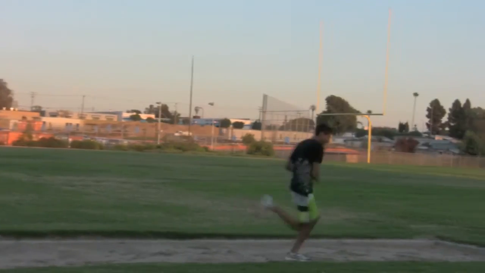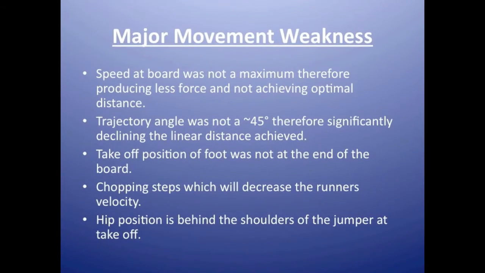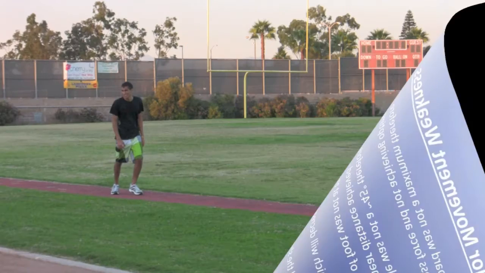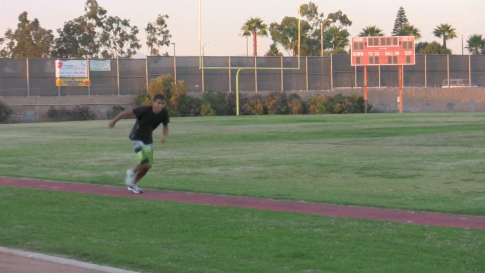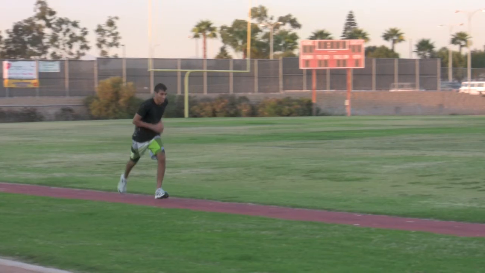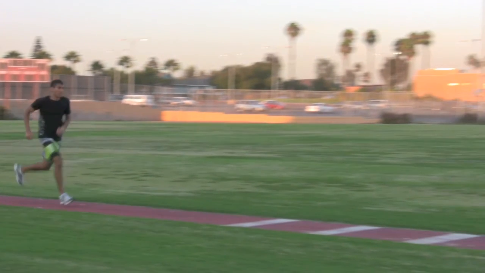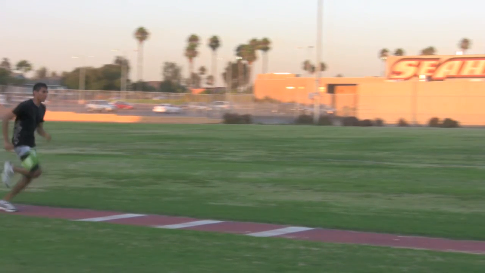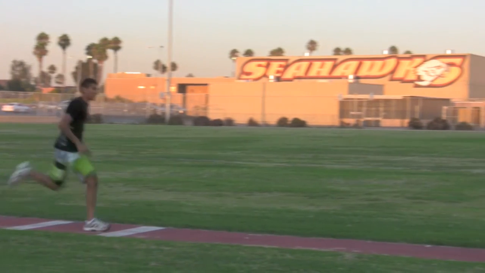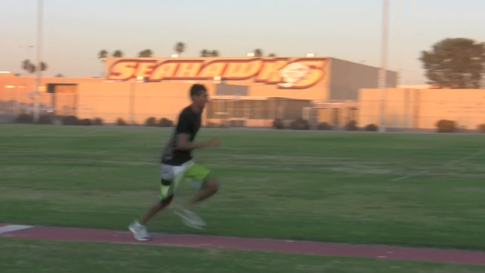And right off the bat we can notice a couple of things within the major movements of weakness. The first one is the speed at the board was not maximum, therefore producing less force and not achieving the optimal distance. You also notice that his trajectory angle was not close to 45 degrees, thus again declining his linear distance achieved. Another one you'll notice is the takeoff position of the foot was not at the end of the board, therefore again decreasing the linear distance.